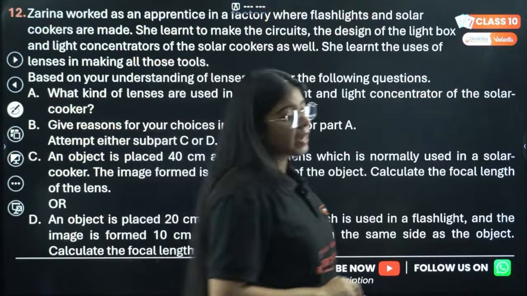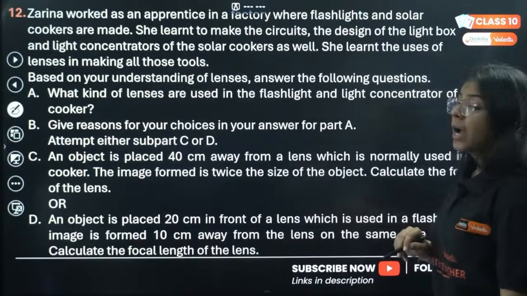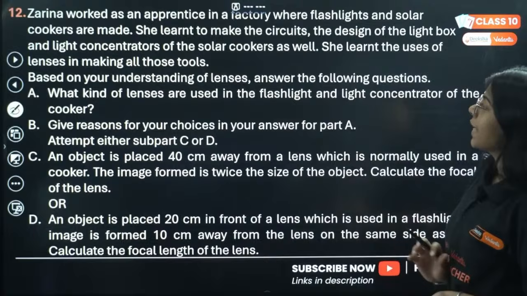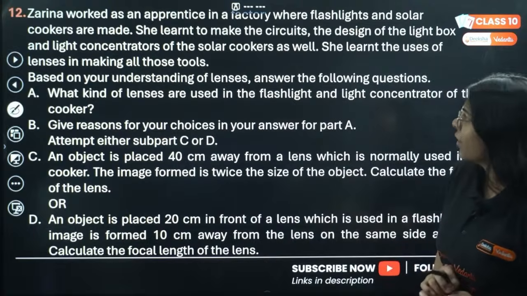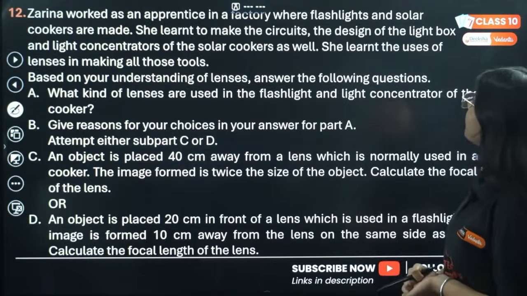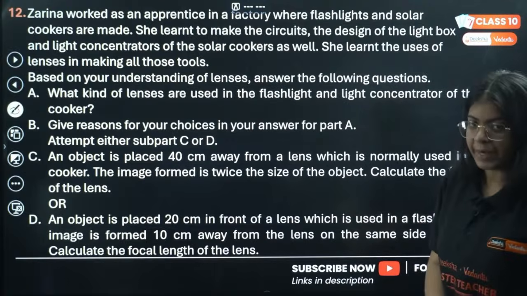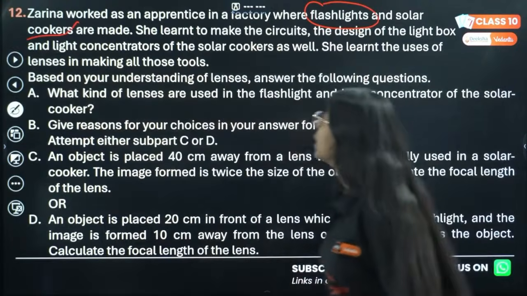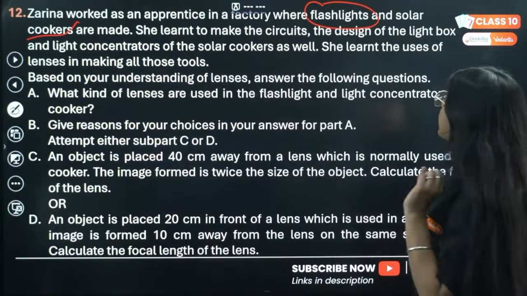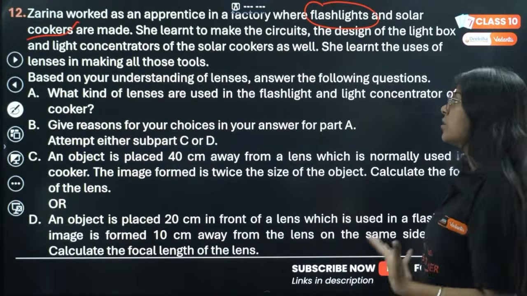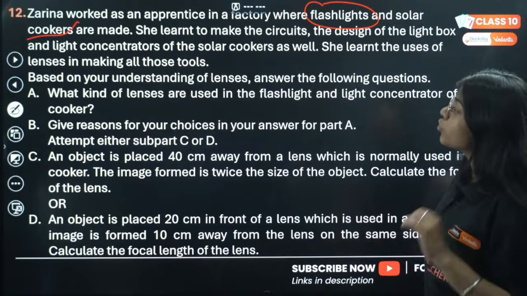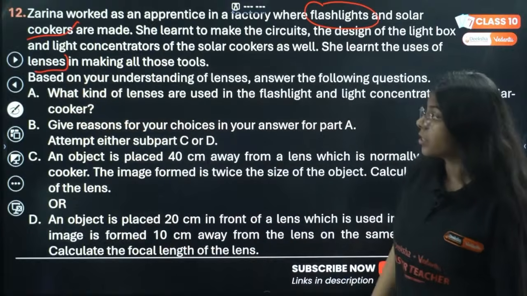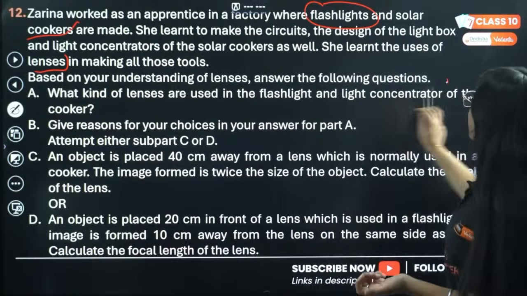The 12th question says, again a big question, but let's see it. Listen and read it very calmly. Zarina worked as an apprentice in a factory where flashlights and solar cookers are made. She learnt to make the circuits, the design of the light box and light concentrators of the solar cookers as well. She learnt the uses of lenses in making all these tools.